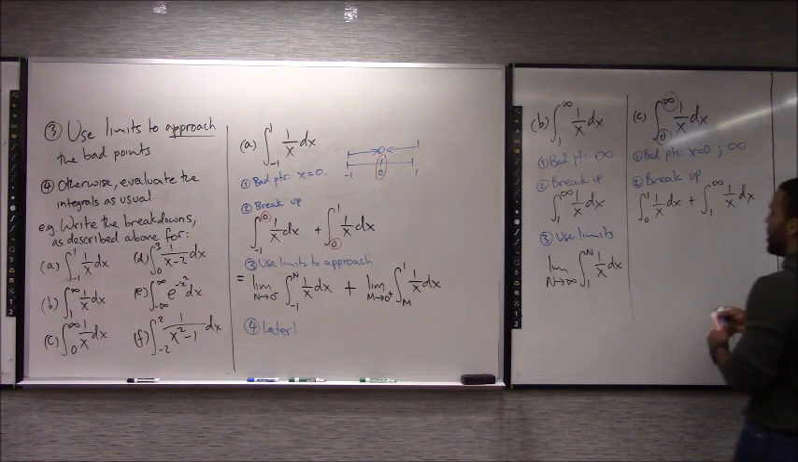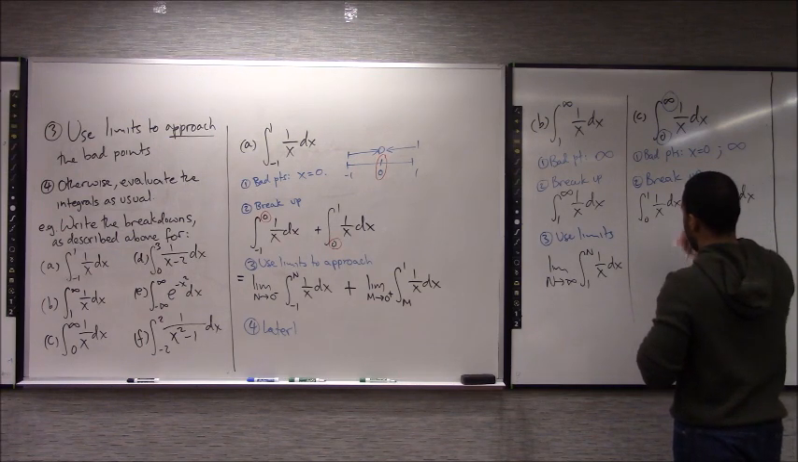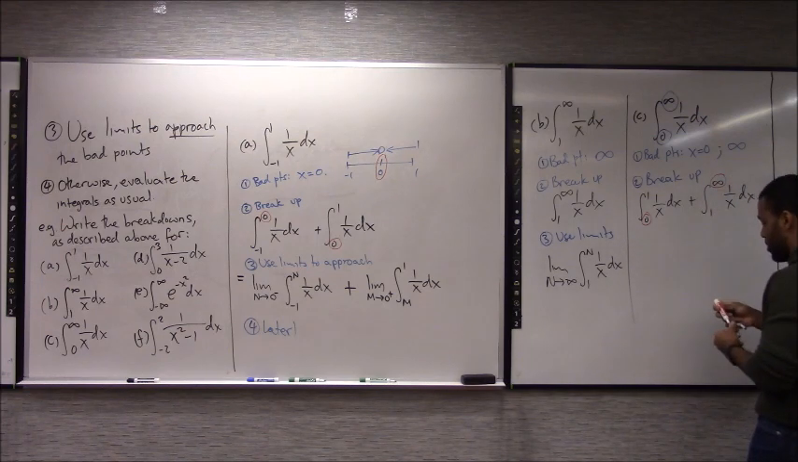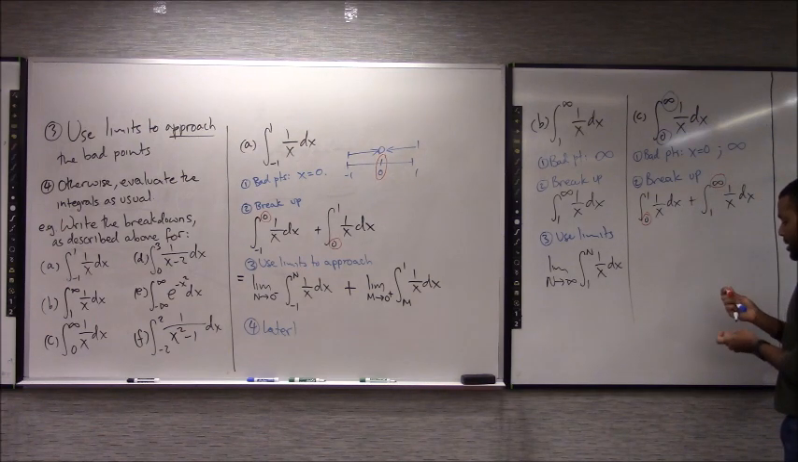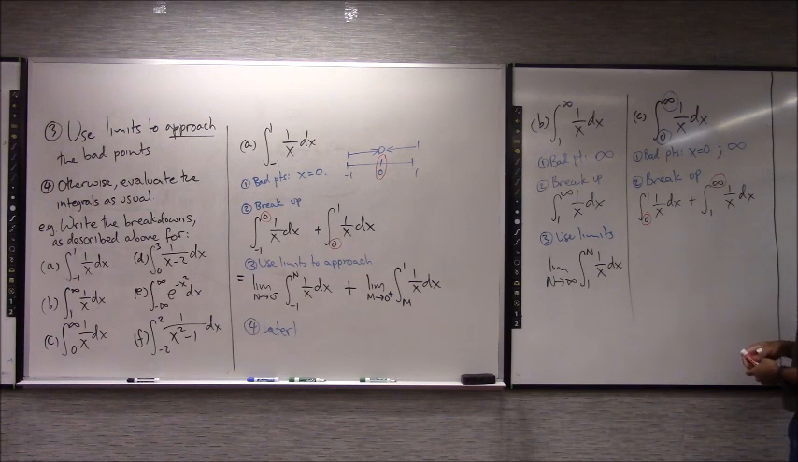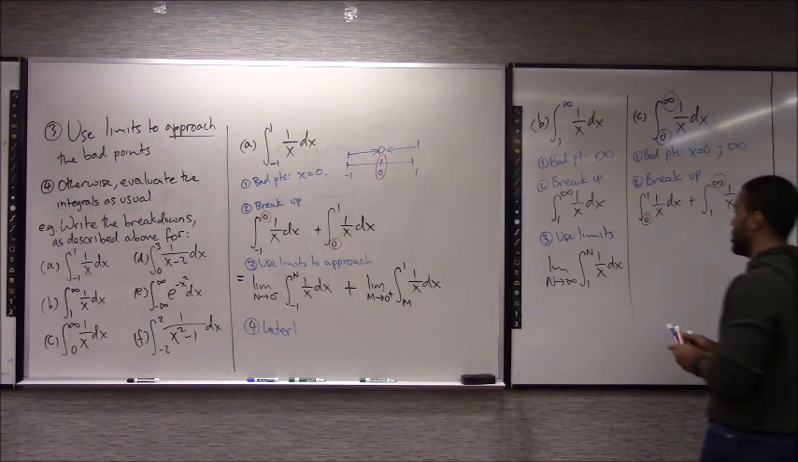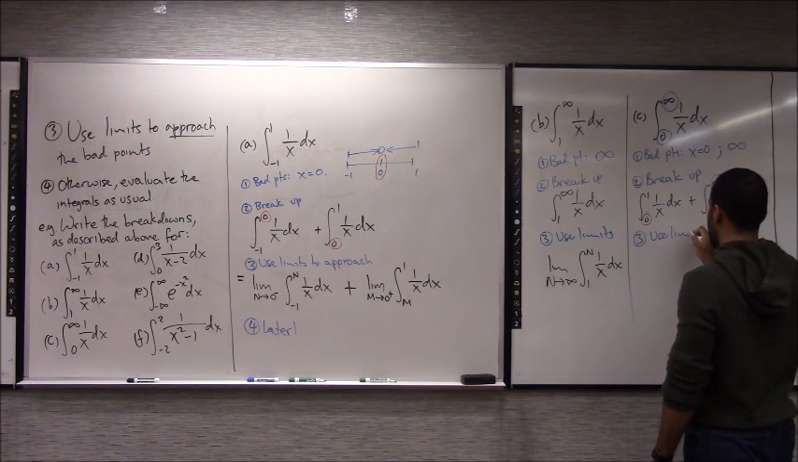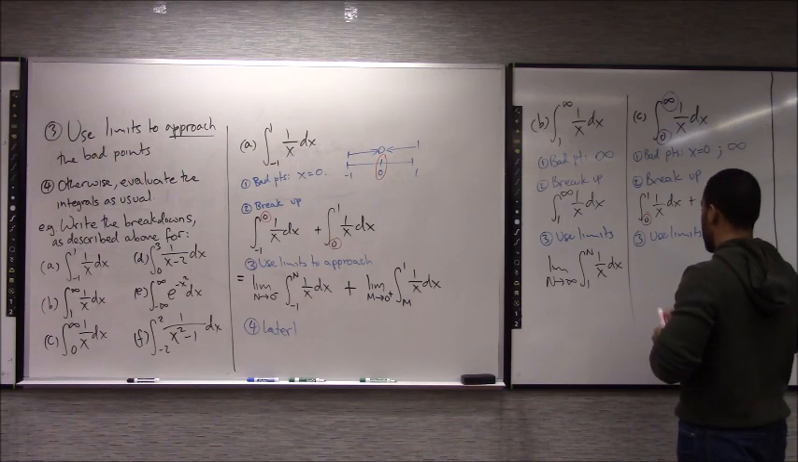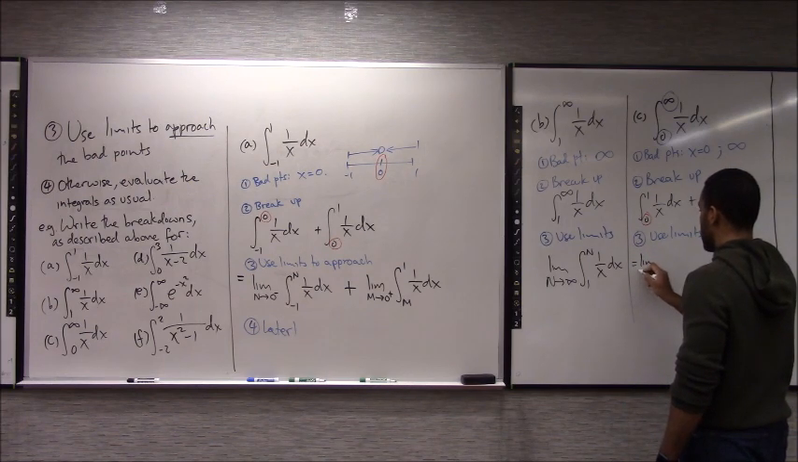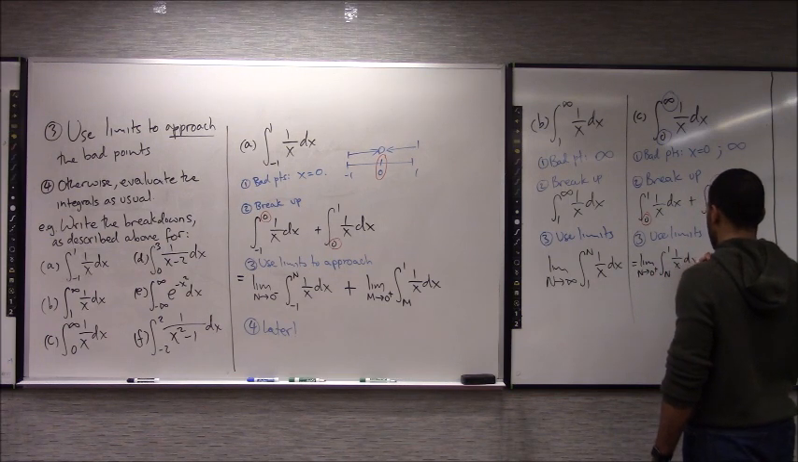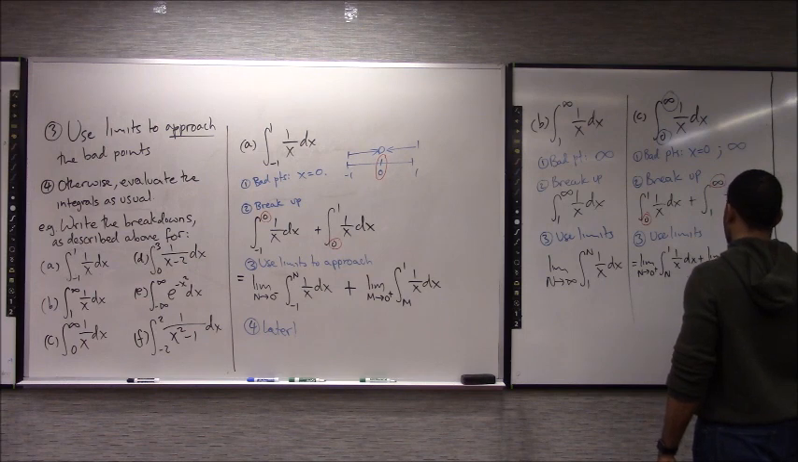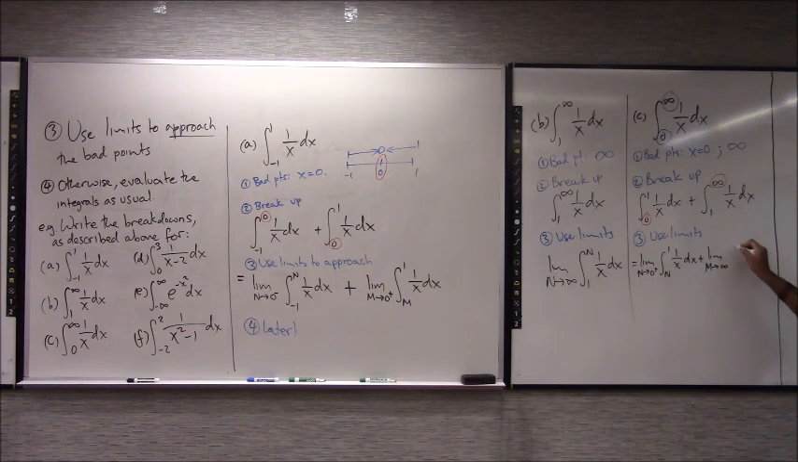0 is the bad point here. Infinity is the bad point there. These are all the bad points that exist for this problem, and now I have only one of them per integral. So I'm going to use limits to approach the bad point: the limit as, say, n approaches 0 from the right of the integral from n up to 1 of 1 over x, plus the limit as, say, m approaches infinity of the integral from 1 up to m of 1 over x dx.